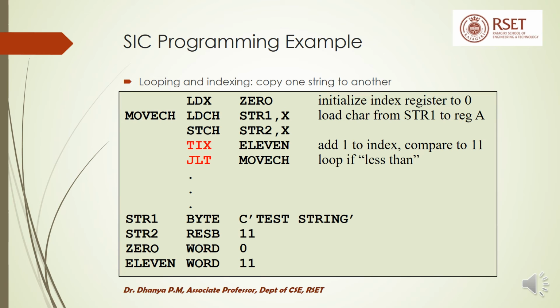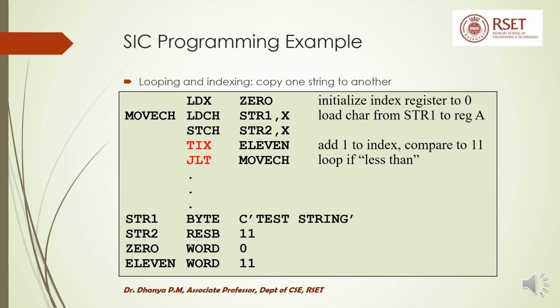Now every time X will be incremented. This incrementation is done up to 11. And TIX 11 means incrementing the X register and comparing it with 11. According to the result of this comparison, the condition code will be set. If the result is less than, we have to again go for transferring the next character. So there is a JLT moveCH, which will jump to the instruction with the label moveCH.